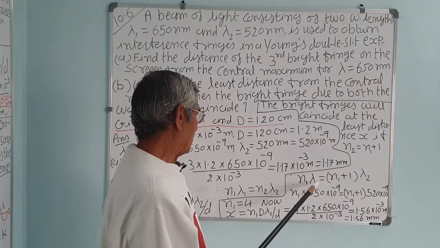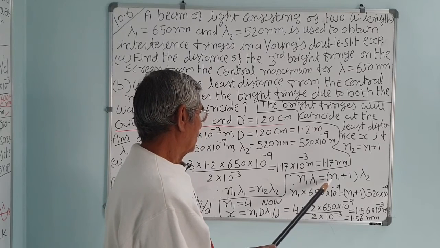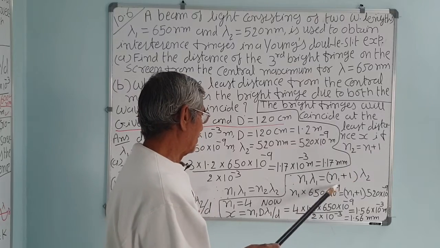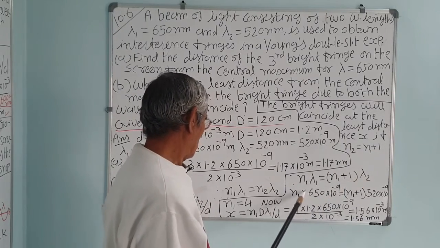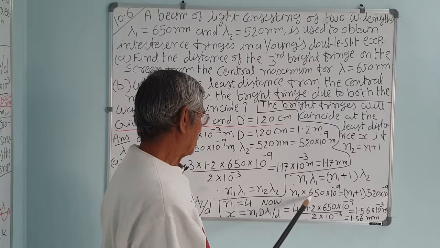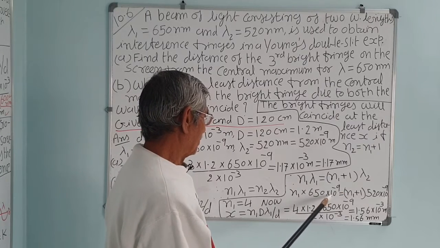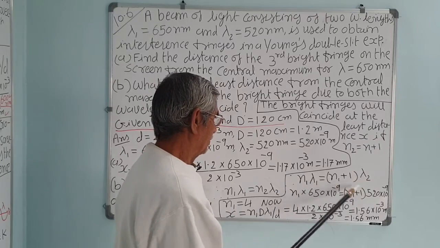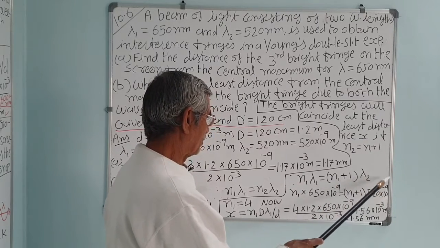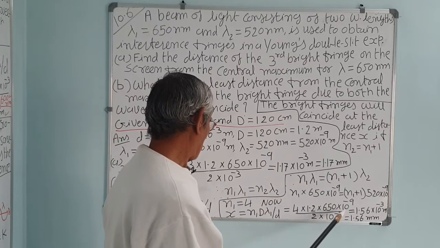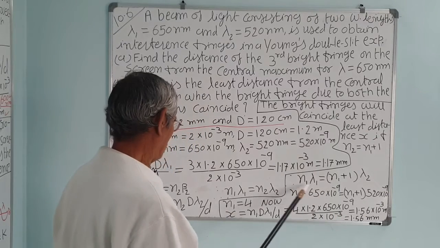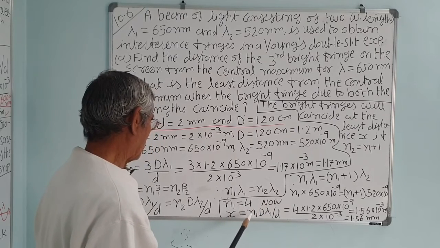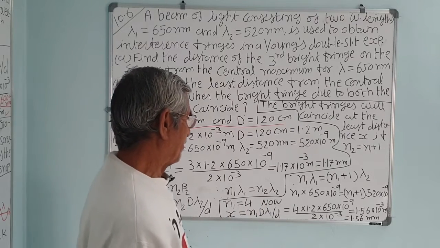That is n1 lambda 1 is equal to n2 lambda 2. Now replace n2 by n1 plus 1. Therefore, n1 into 650 into 10 raised to minus 9 is equal to n1 plus 1 into 520 into 10 raised to minus 9. That comes to n1 is equal to 4 and n2 is equal to n1 plus 1, that is 5.